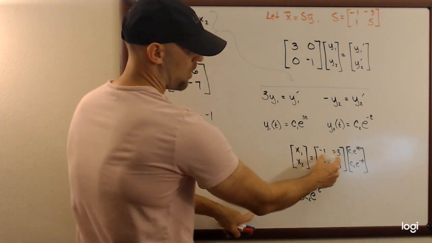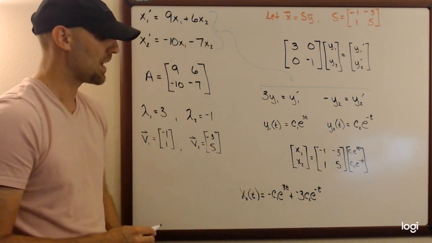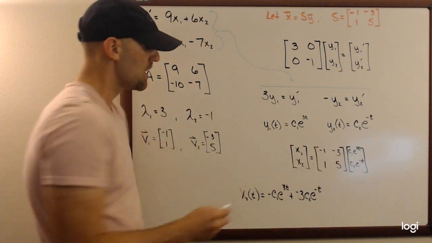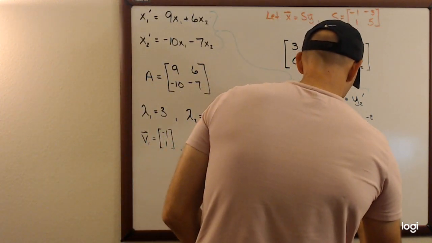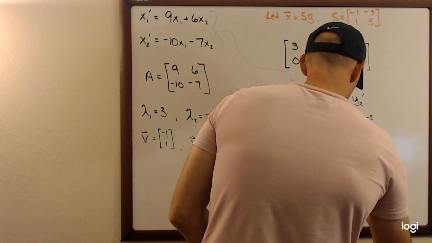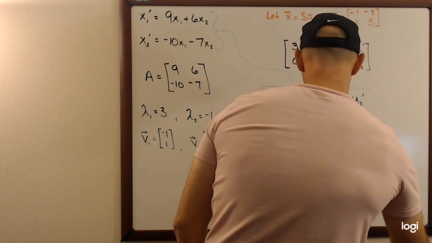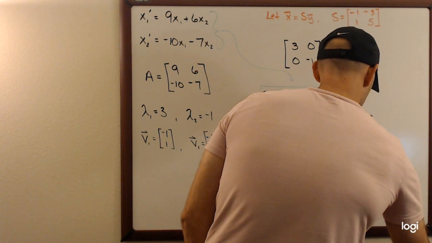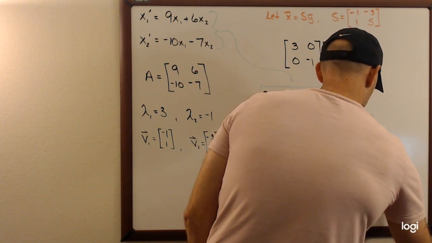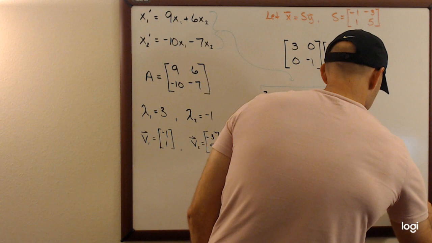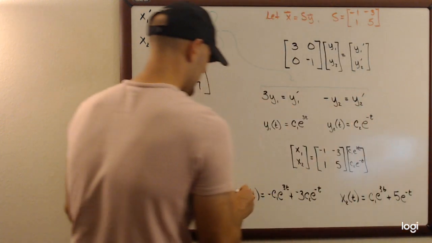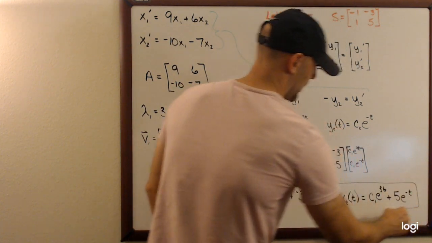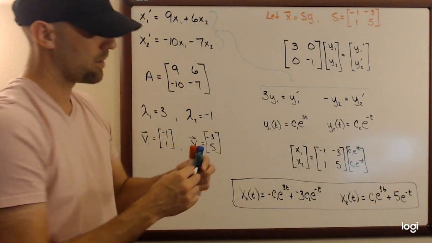So again, row 1 times column 1, okay? x2, that's the 2, 1 entry. Take row 2 times column 1, so x2 of t. This one's equal to, here we go, we've got 1 times c1 e to the 3t plus 5 times e to the negative t. And there we go. Now we've solved our system, okay?